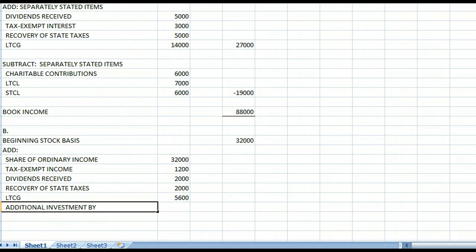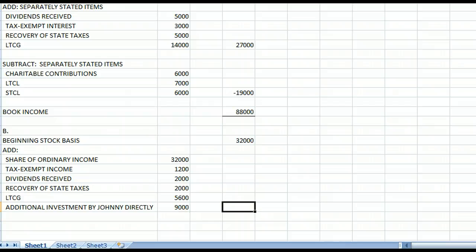And I'm going to put by Johnny directly. So you're going to add in the full 9,000 for that. Okay, let's go ahead and copy that. Probably going to be the quickest way. But we do not have B42, so we're going to change that formula and make it go all the way to B40.